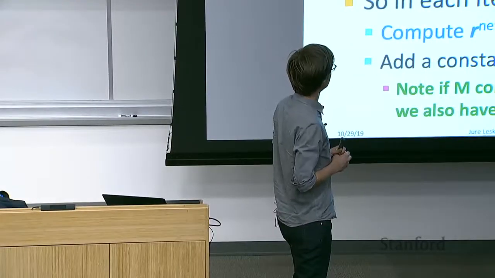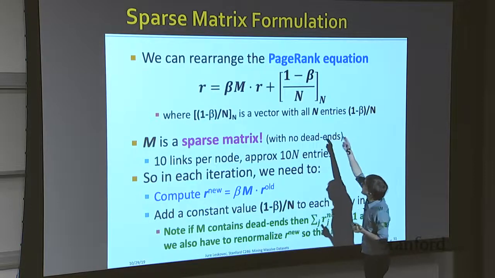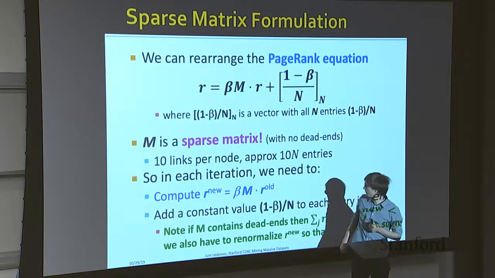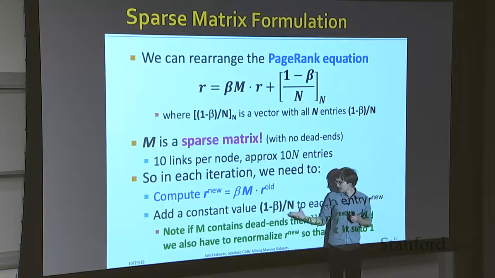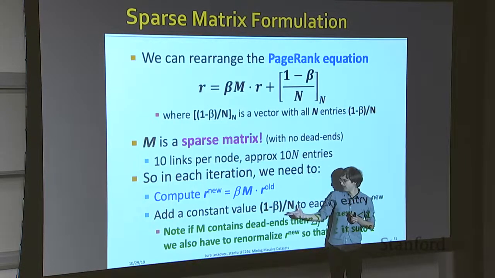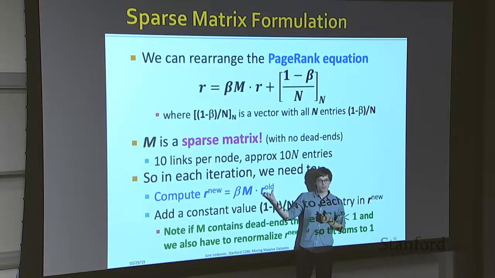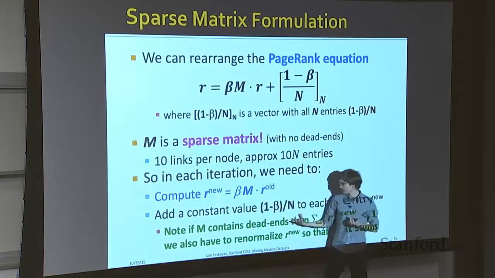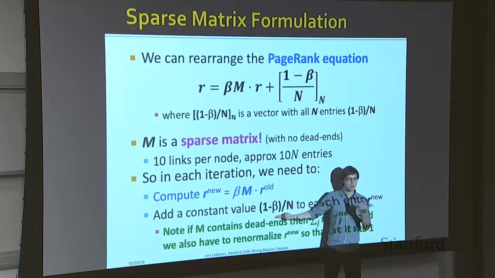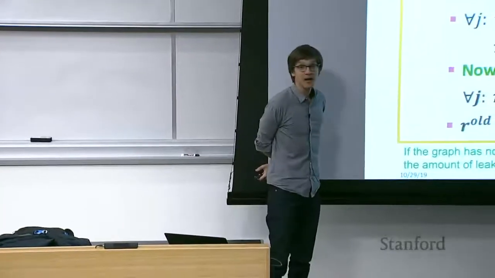Are you missing an R at the end of the equation? Should it be that constant (1 minus beta) over n and then times R again? No, I don't need to multiply it. I just add it in. Basically, I run this, and then to every entry of R new, I add a little constant term. This constant term is the probability that the random walker will land at that node. R new says, given that the random walker was at R old, how likely is it to visit R new? And another way to reach R new is to jump to it directly. This is the probability of that happening. And that's it.